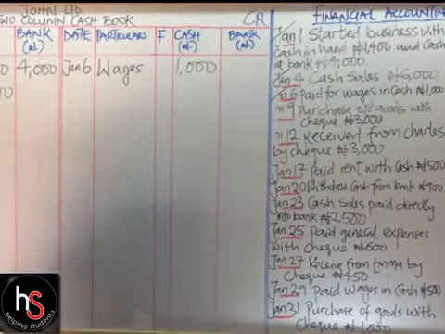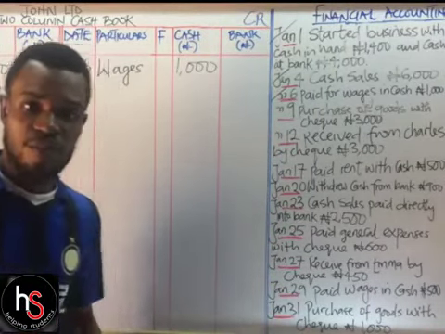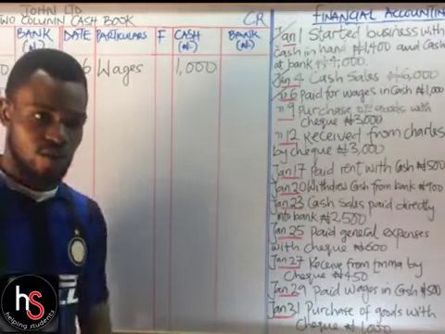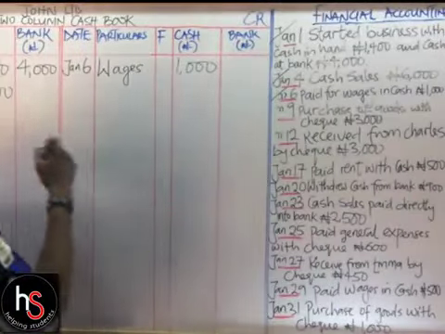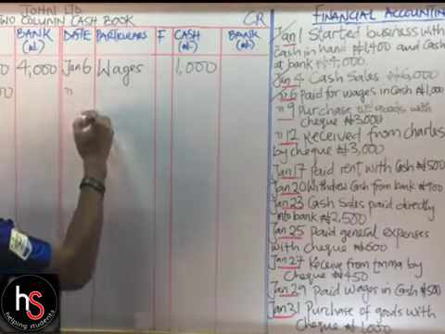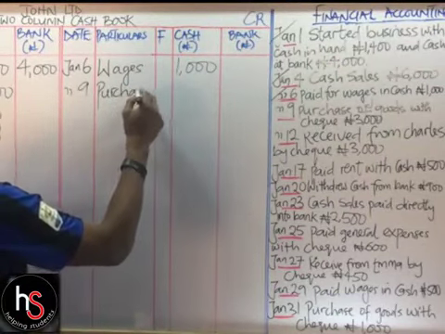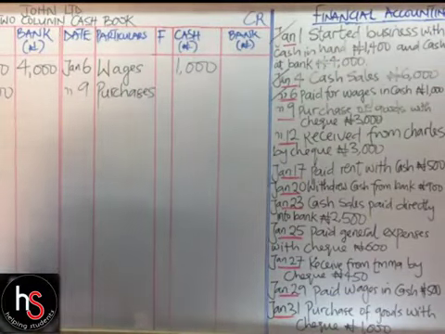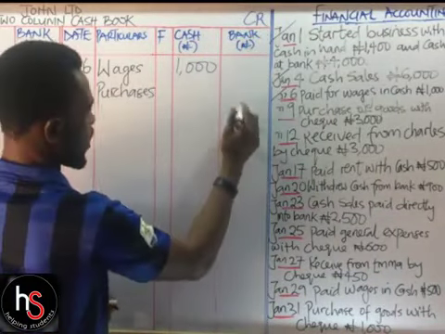So January 9th, we have purchase of goods with check, 3,000. Purchases, the money went out. Purchase, you bought something, okay? So purchases of goods with check. That is January 9th, we have purchases. How much is it? 3,000 naira with check. So we record under the bank account.